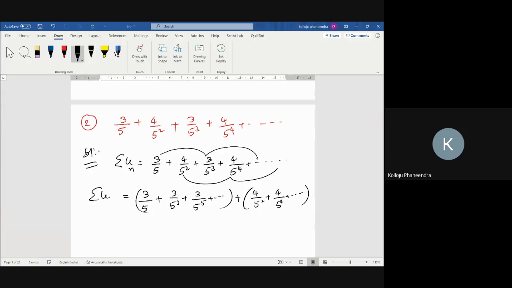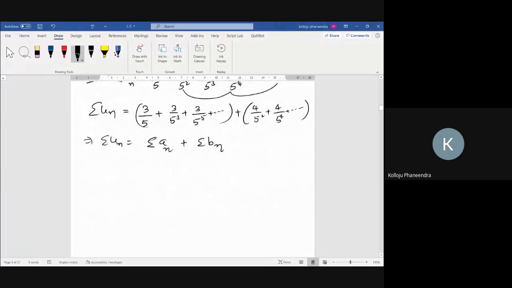Okay, this is sigma un. That implies sigma un equals, let me consider this series as one series an and the other as bn, where sigma an is the series 3 by 5, 3 by 5 cube, 3 by 5 to the power of 5 and so on. What series is it? A GP, with common ratio.